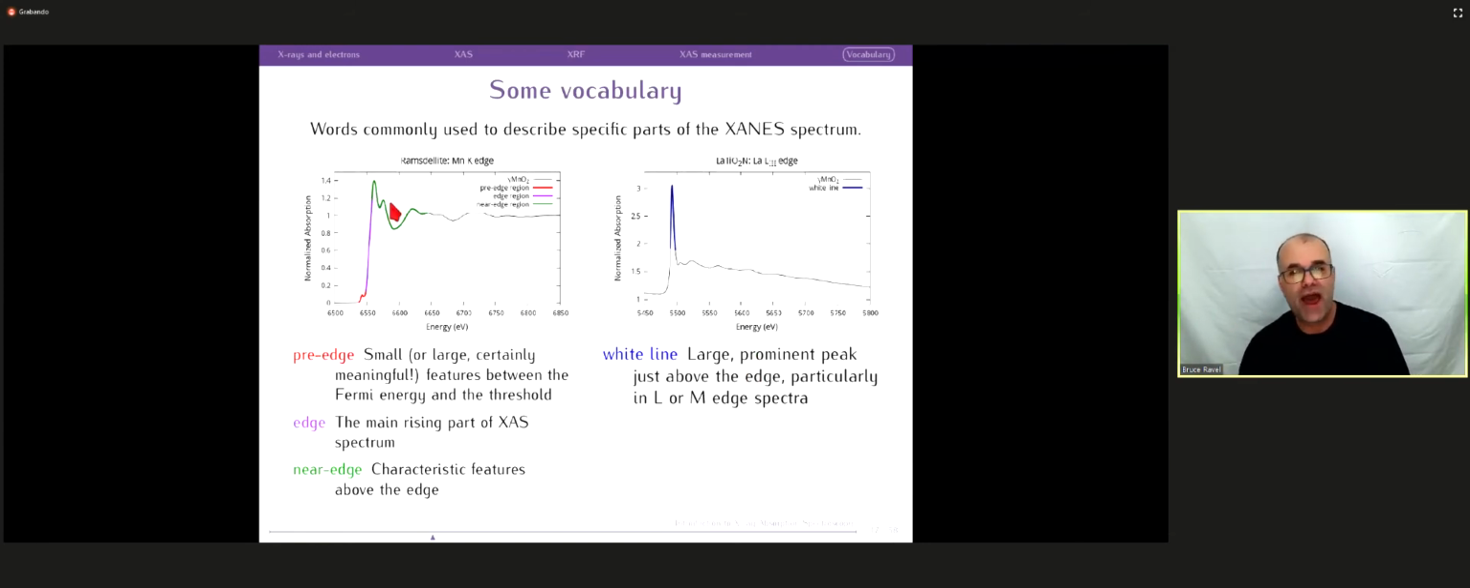Some materials have a first peak that's way, way taller than the rest of the spectrum, and that's often called a white line. And that has a funny historical origin having to do with physicists back in the 1920s and 1930s using photographic film to measure this kind of spectrum. And the bit right around here was brighter than the rest of it, and so it came to be called a white line. And we've preserved that term, even though it's not very meaningful with modern ways of measuring things.